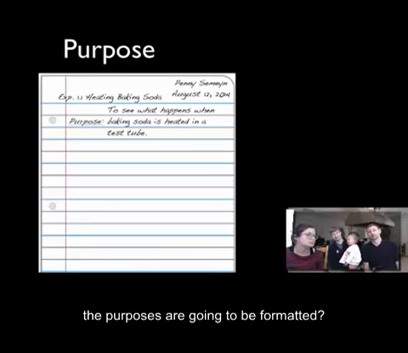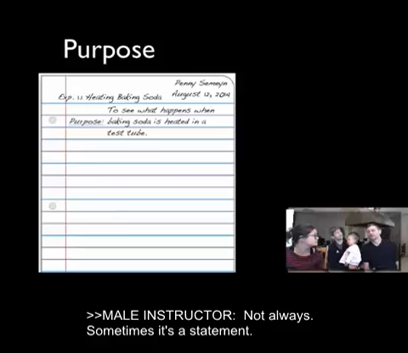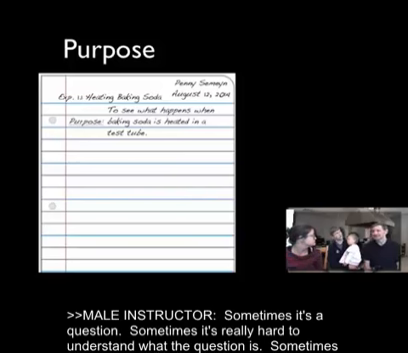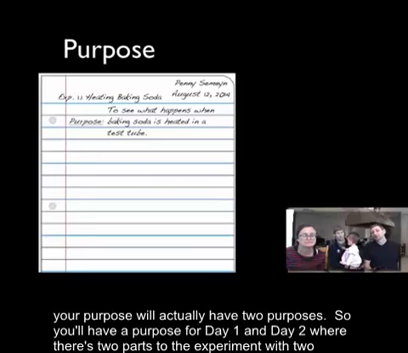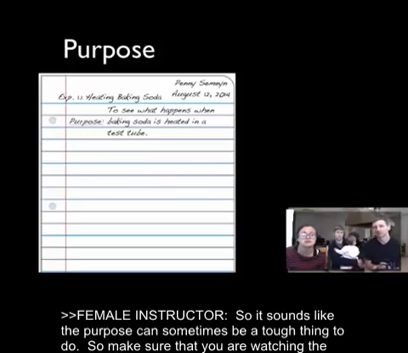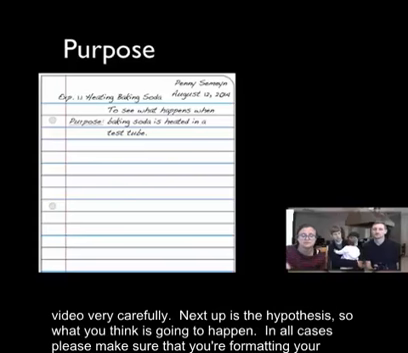Is this how all of the purposes are going to be formatted? Not always. Sometimes it's a statement. Sometimes it's a question. Sometimes it's really hard to understand what the question is. And sometimes your purpose will actually have two purposes. So you'll have a purpose for day 1 and day 2, where there's two parts to the experiment with two different purposes. So it sounds like the purpose can sometimes be a tough thing to do, so make sure that you are watching the video very carefully.